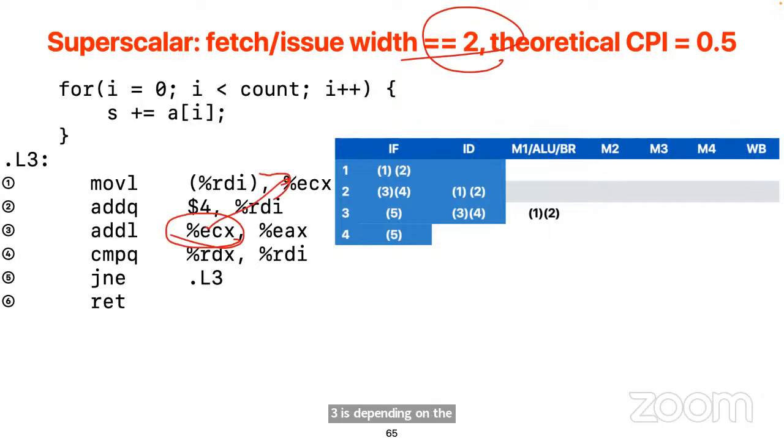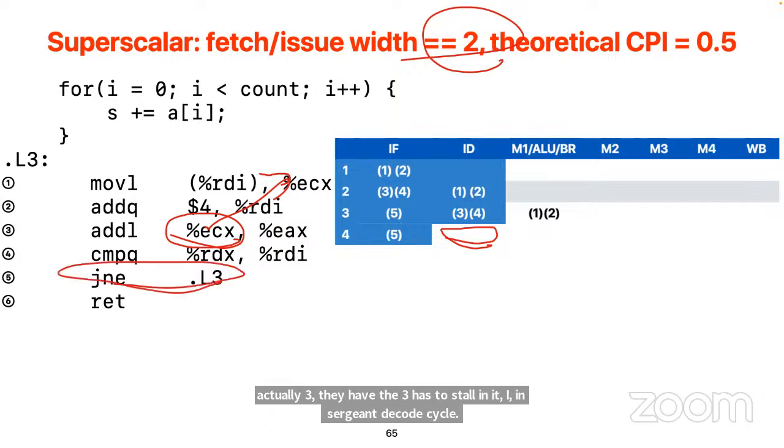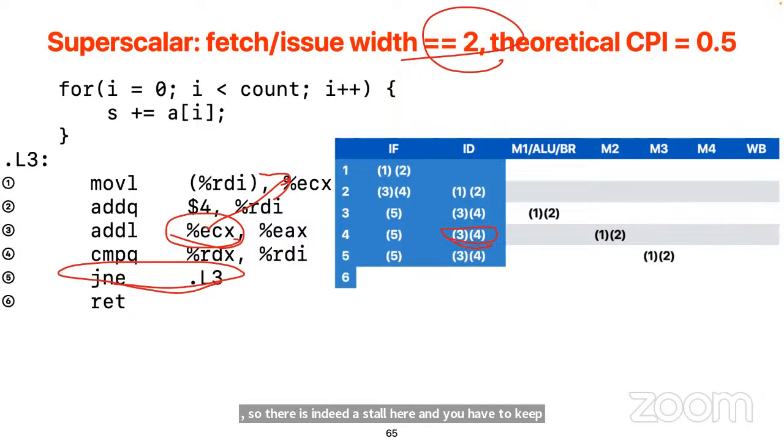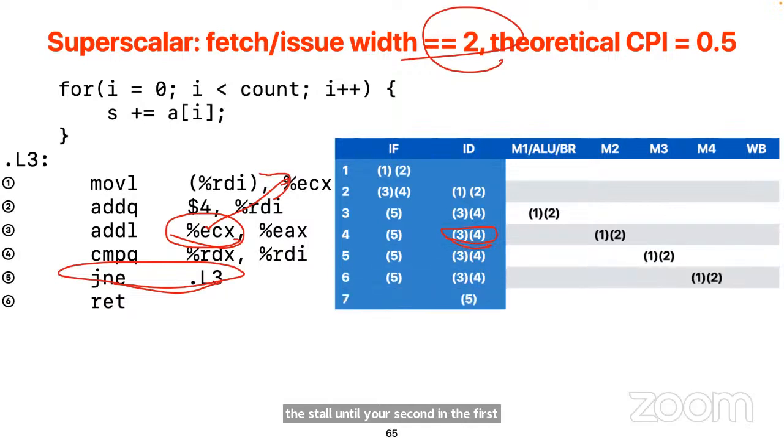So actually the 3 has to stall in the instruction decode cycle. And as a result, you cannot move the 5th instruction into the instruction decode stage, right? So there is indeed a stall here, and you have to keep the stall until the first instruction finishes its M4 stage to continue, right? So that's how you see these pieces of code would play in this pipeline.